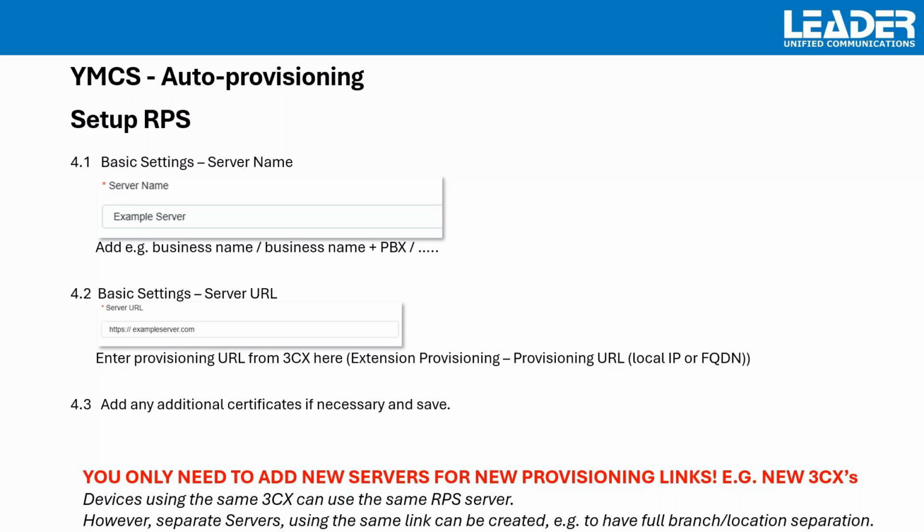Again, you only need to add new servers for new provisioning links, e.g. new 3CXs. You don't need to add the server for every new device on the same system. You add that server once because the provisioning link with the 3CX, for example, is always the same. So if you have a system that has a couple of hundred phones and you start that system from scratch new, you in the end add that server once, and then all the phones get provisioned the same way to the same server.